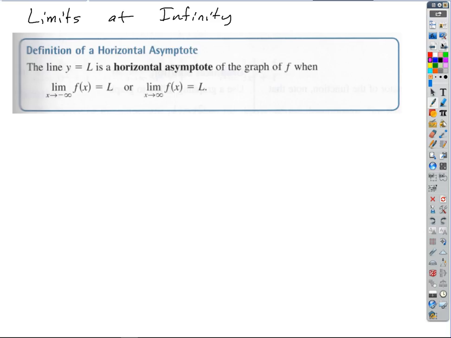So a horizontal asymptote just means that if the limit of f of x as x approaches negative infinity or the limit of f of x as x approaches positive infinity equals some constant value, then we call that a horizontal asymptote, right? Means that as you go further and further out to the right, for example, if we're going to stick to some asymptote, then that's a horizontal asymptote. I'll give you an example of one.